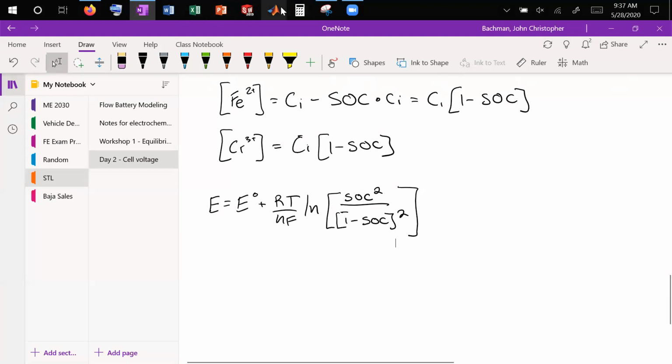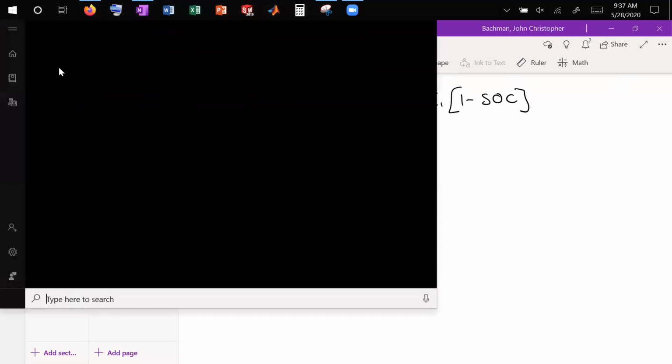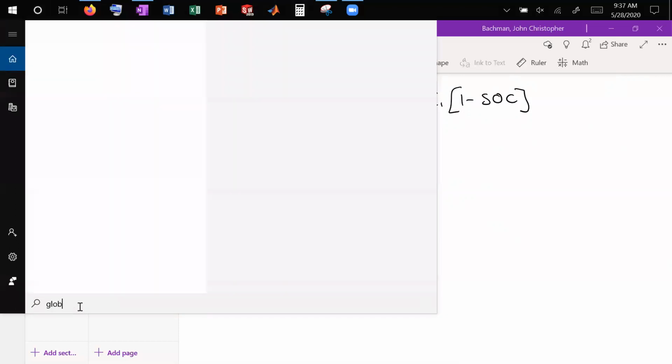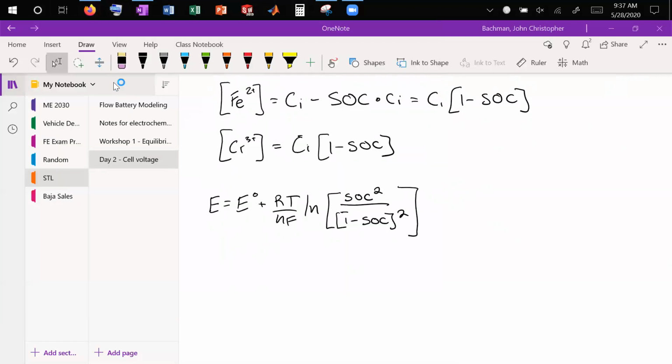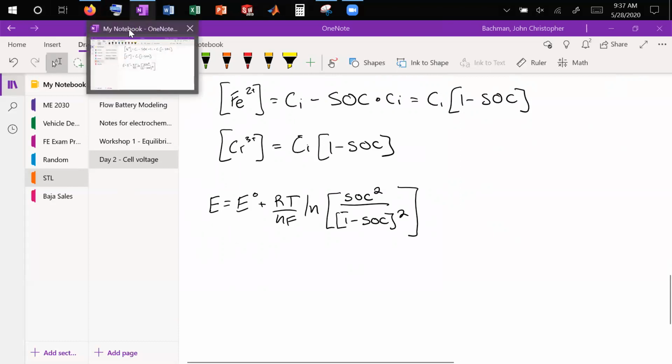So let's fire up MATLAB. I'm going to have to do my global protect thing. And just stop me and ask questions on any of this stuff, folks. Give it 2 weeks, and I'm not going to be doing anything. You're just going to be coming in here with your models.